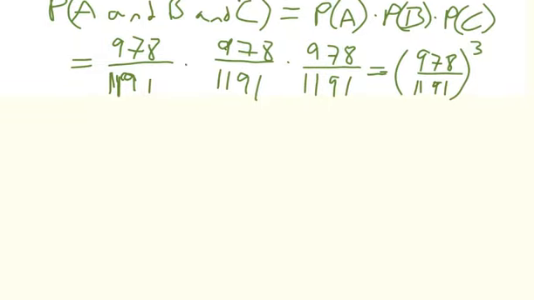A quick calculation, entering this into our calculator, shows that the probability that the entire batch will be selected is 0.5537, or a greater than 50% chance that the batch will be selected.